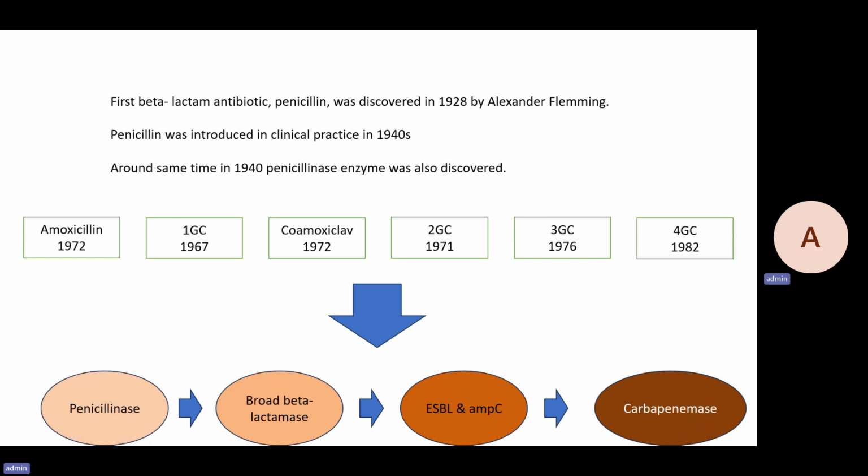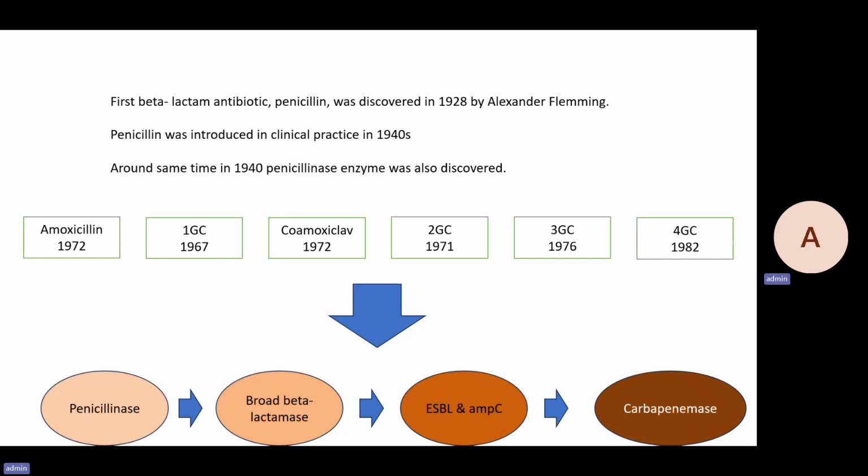First, a bit of history. As we all know, the first beta-lactam antibiotic, penicillin, was discovered in 1928 by Alexander Fleming. However, this penicillin was not introduced into clinical practice until the Second World War, around the 1940s. Around the same time, some researchers discovered an enzyme called penicillinase, produced by some bacteria, which is able to break down penicillin and make it ineffective. So this battle between penicillin and penicillinase started at the very beginning, at the dawn of the discovery of beta-lactam antibiotics, and this battle is still ongoing.